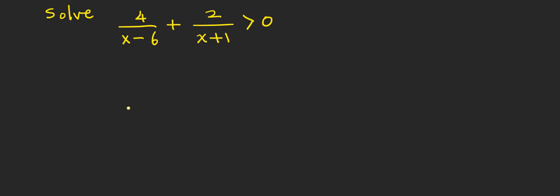In this video, we're going to solve a rational inequality. We've got 4 over x minus 6 plus 2 over x plus 1 is greater than 0. Now, be careful when you solve this.